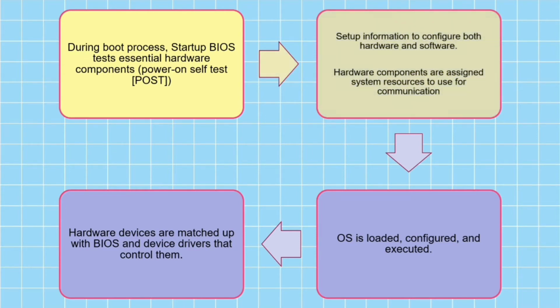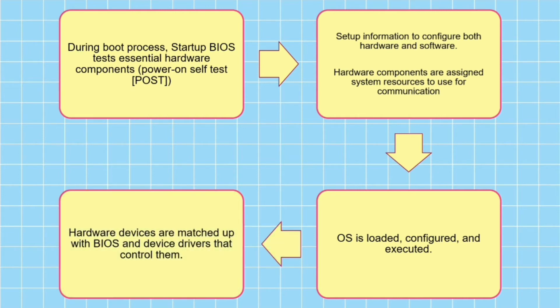Then, setup information is used to configure both hardware and software. Hardware components are assigned system resources they will later use for communication. Then, the OS is loaded, configured, and executed. Hardware devices are matched up with BIOS and device drivers that control them. Furthermore, some application software may be loaded and executed during the boot process.